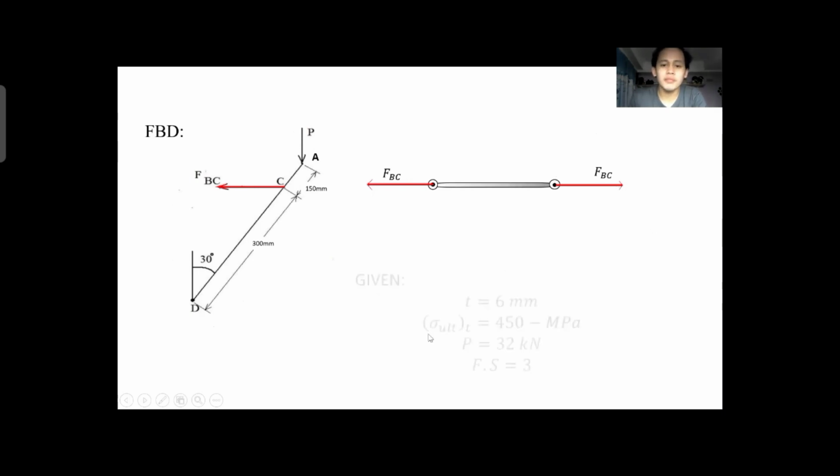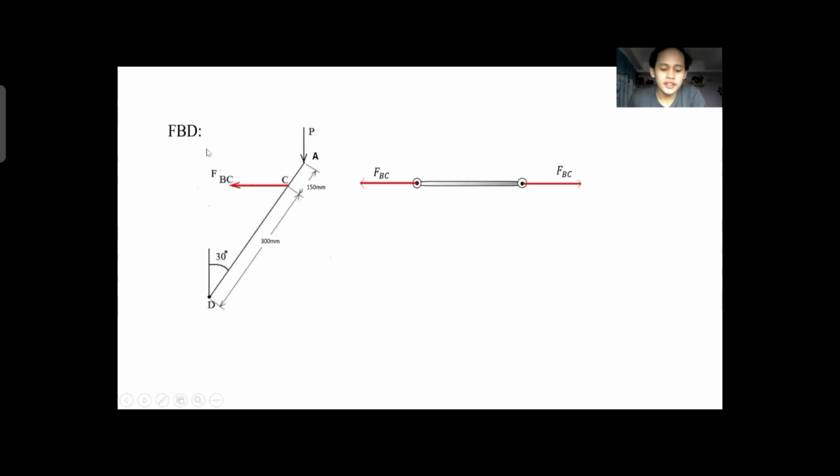And we have the given t, which is the thickness 6 mm, our ultimate strength in tension, which is equal to 450 megapascal, and our load P is equal to 32 kilonewton, and our factor of safety FS is equal to 3. We will consider this free body diagram of ACD, then take moments about point D, wherein the moment at D is just equal to 0.